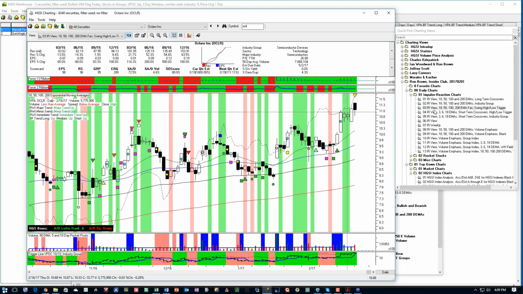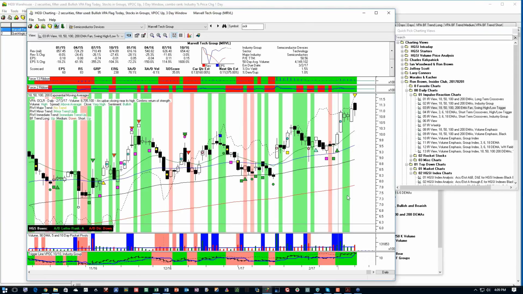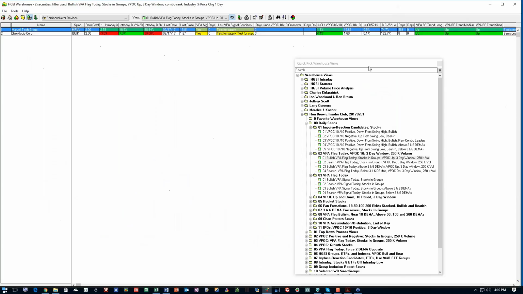Okay, so this is the VPOC. No, I'm sorry, I got off my train of thought here. I'm going back to Marvel, because the VPOC happened 2 days ago. It was a 3-day window. Don't count today. It happened on this day right here, and there was a VPA flag here. This is another view that I like to look at.